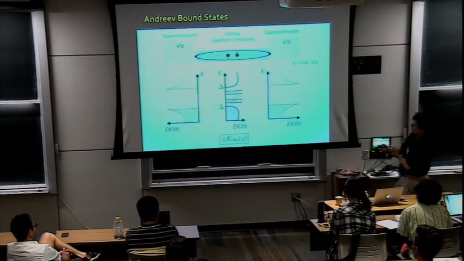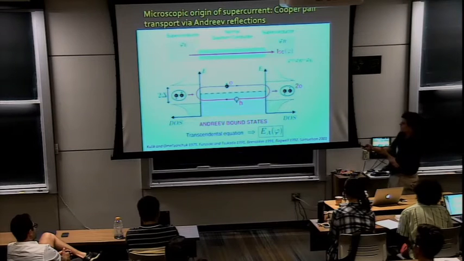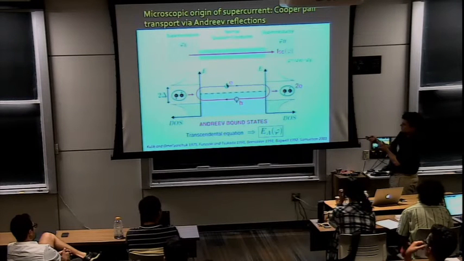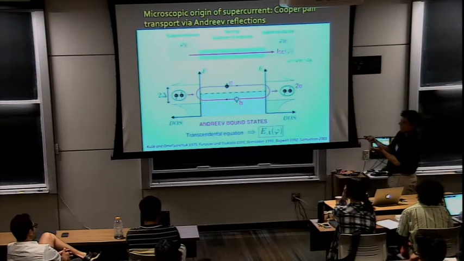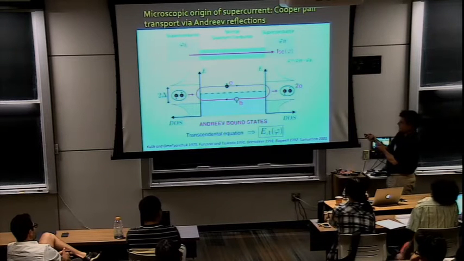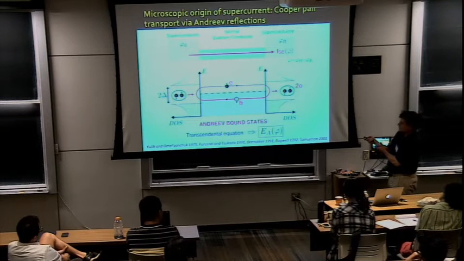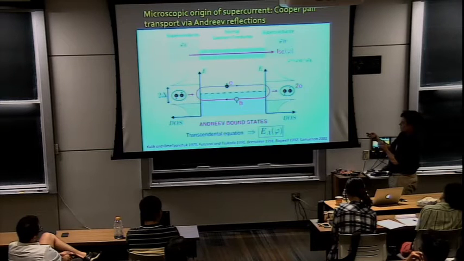Okay, it's turning out to be a long way. Here: you have a normal conductor, with an electron there at some energy E. That energy is below the gap. This electron reaches the normal metal superconductor interface.